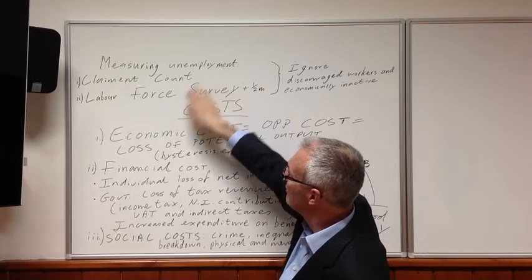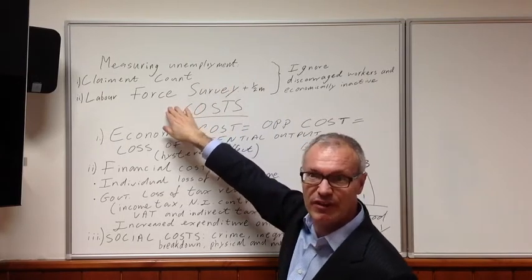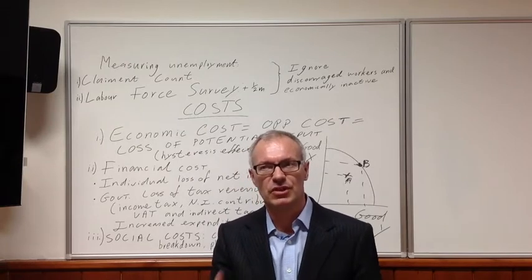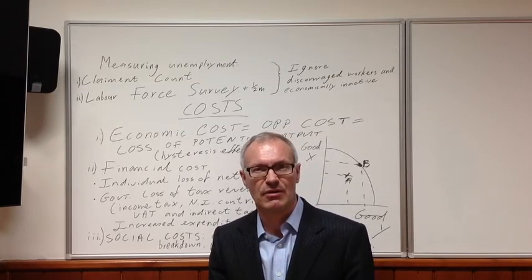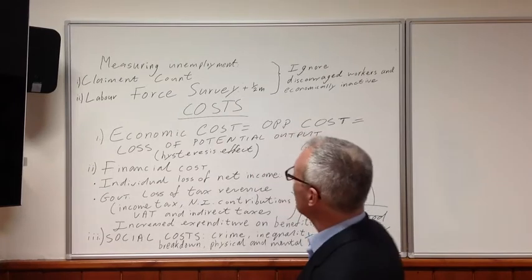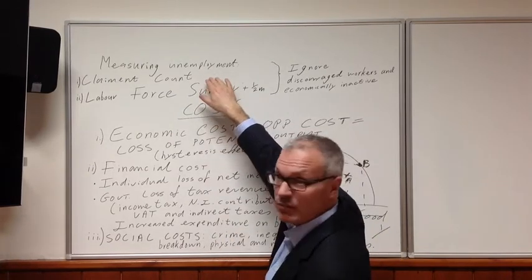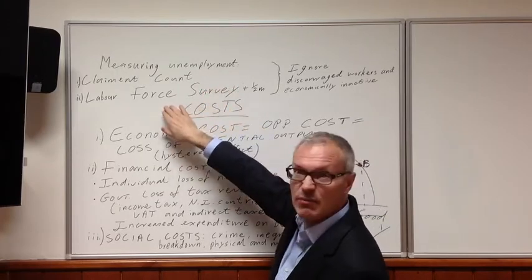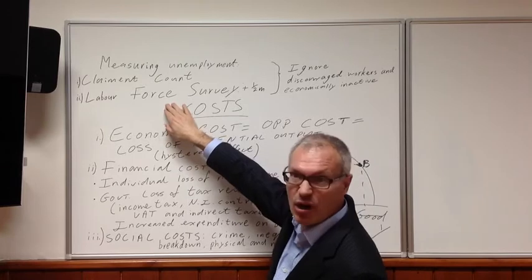First of all, the claimant count. Second, the labour force survey. With the claimant count, we simply measure the people that receive job seekers allowance, and that's been toughened up over the last few decades. So the claimant count tends to be a slightly smaller number than the labour force survey, by about 500,000.